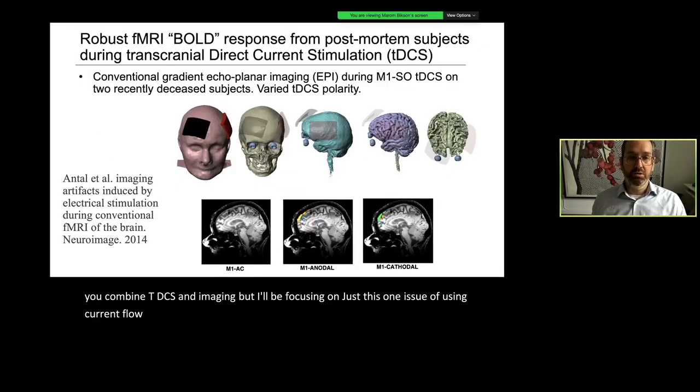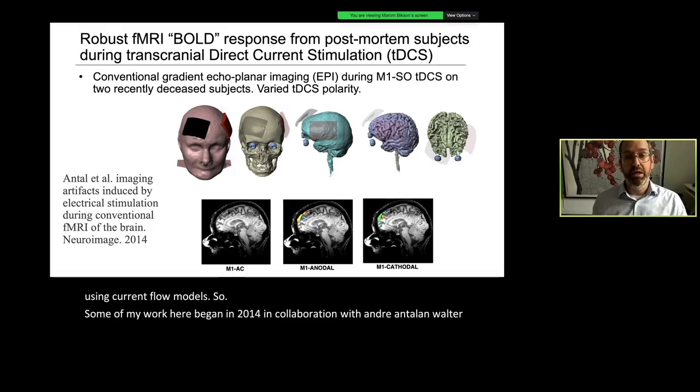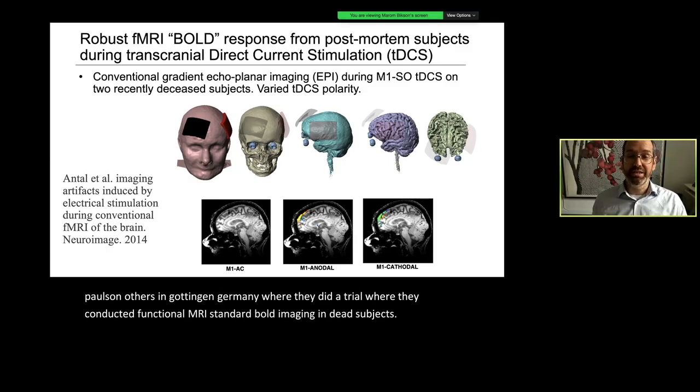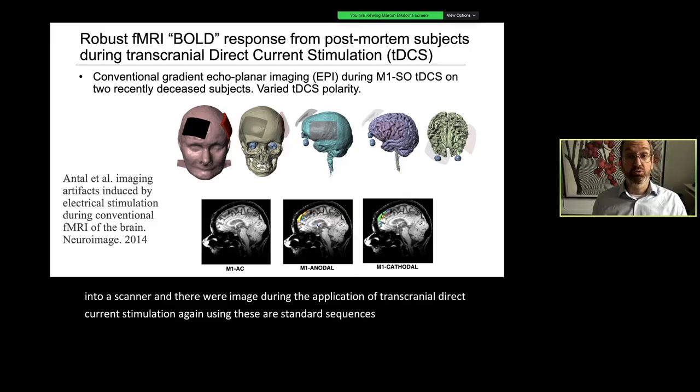So some of my work here began in 2014 in collaboration with Andre Antal and Walter Paulus and others in Göttingen, Germany, where they did a trial where they conducted functional MRI, standard BOLD imaging in dead subjects. So these were people who had recently passed away, and they were wheeled into a scanner, and they were imaged during the application of transcranial direct current stimulation. Again, using standard sequences. And you can see below some of the results that they got.